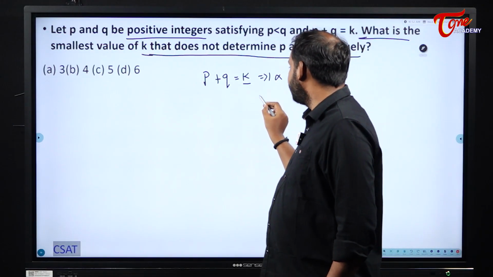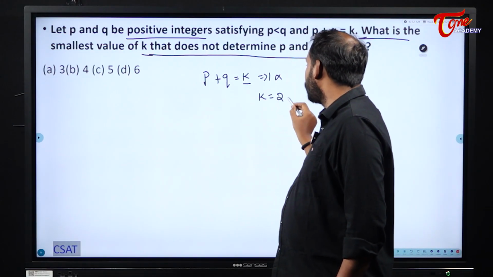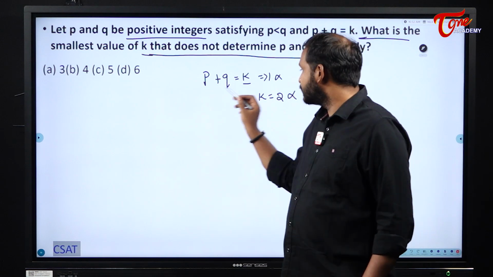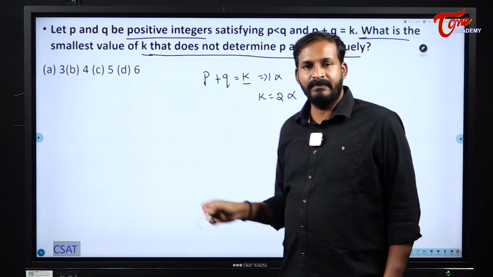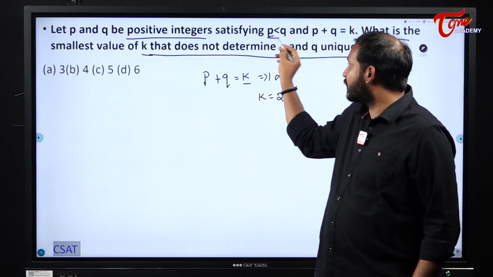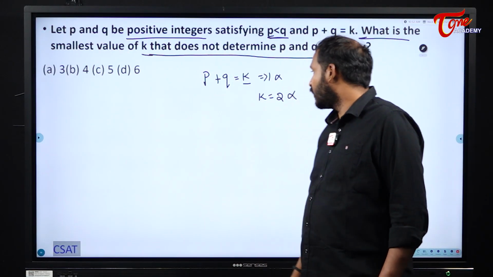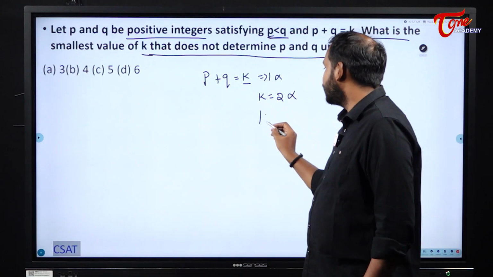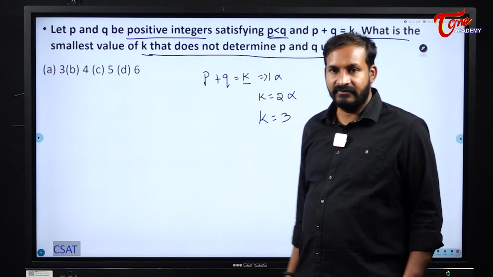Why? Can I take k value as 2? No, I cannot take k value as 2. The reason is, if I take k value as 2, definitely p and q values I should take as 1 and 1, which is not going to satisfy my condition p less than q. So I cannot take k value as 2. Next, I will take k value as 3. Yes, I can take k value as 3.